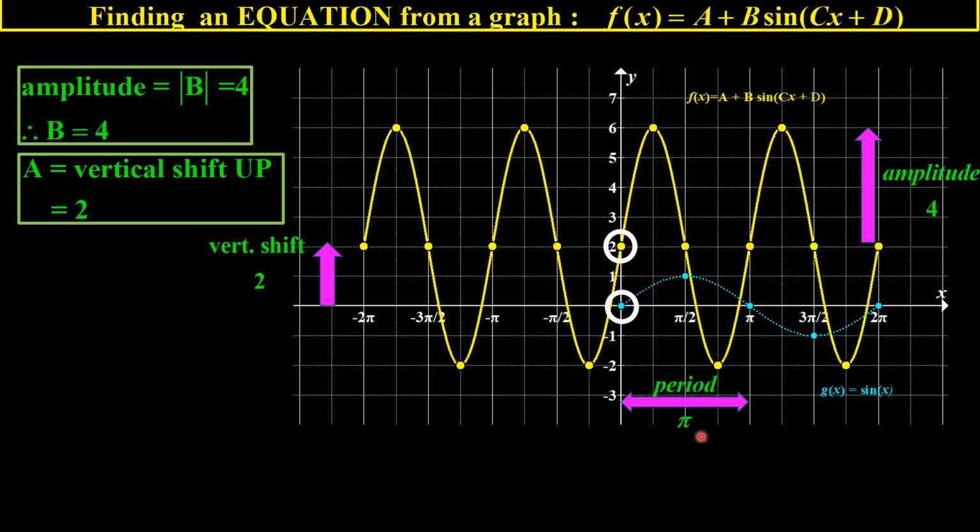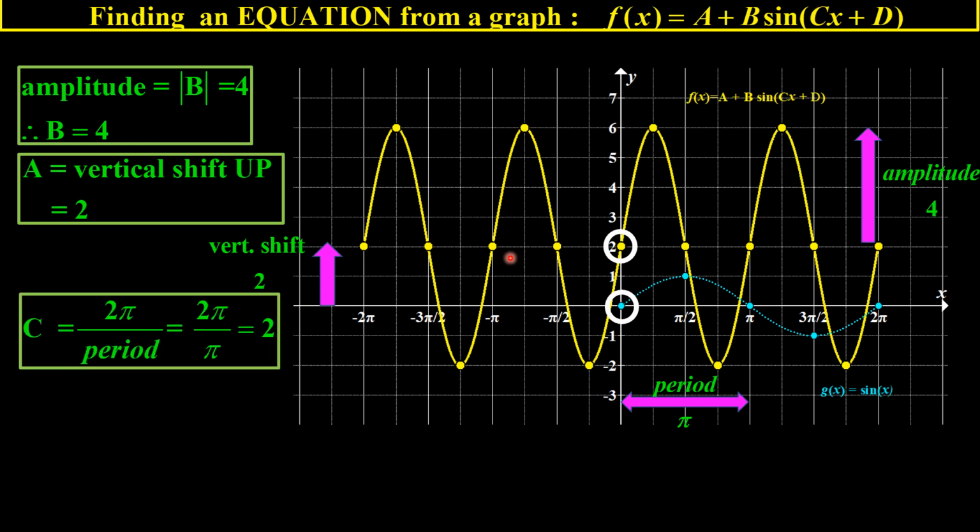And if the period is pi, it means that this C value has to be, how can we get that? 2 pi over the pi. You see? 2 pi over the actual period there, this is the basic period. 2 pi over the actual period is pi. 2 pi over pi is 2. Therefore, the C value is going to be 2.